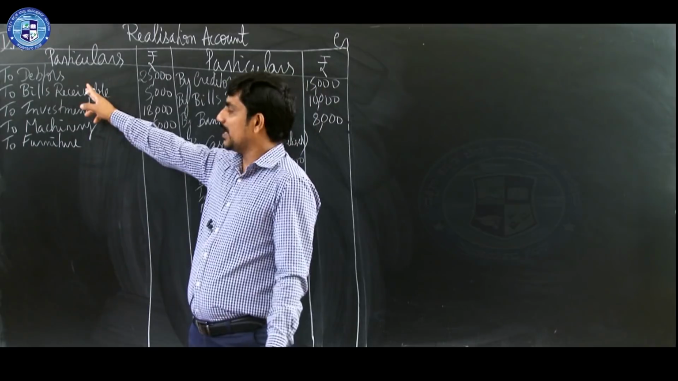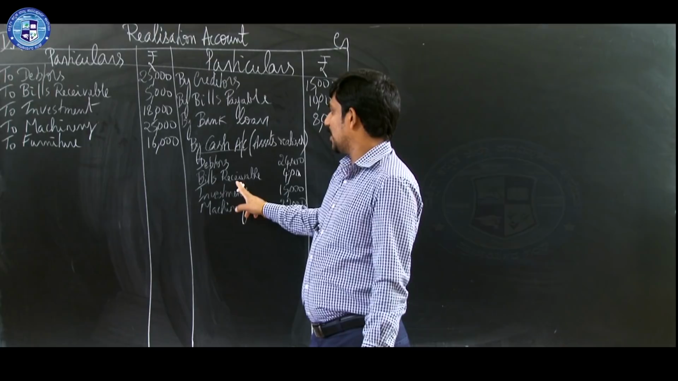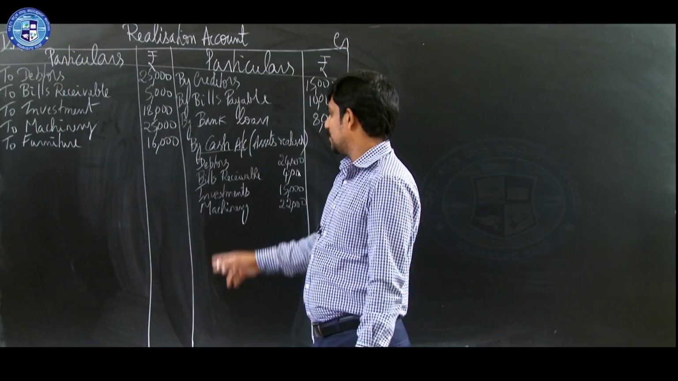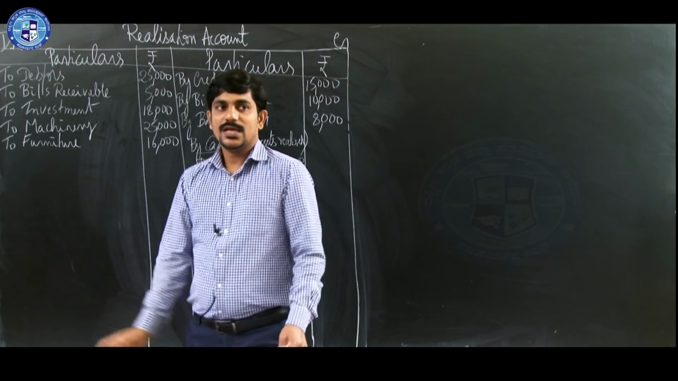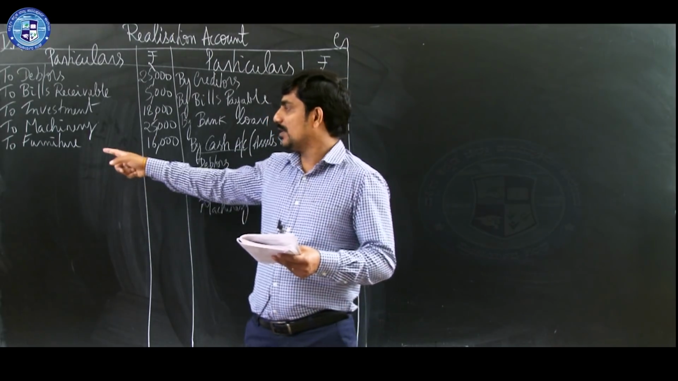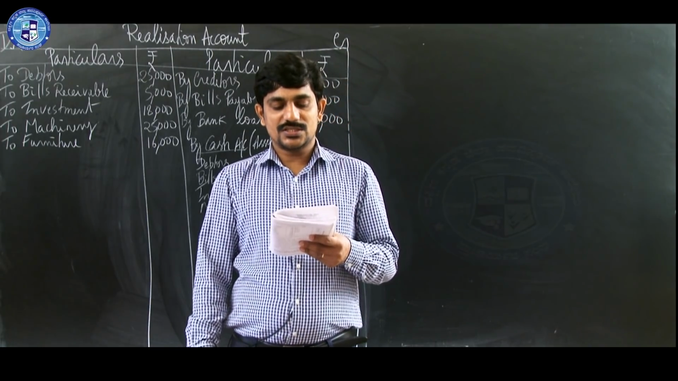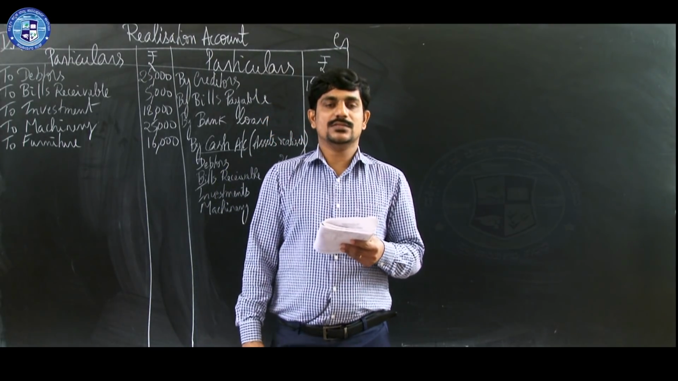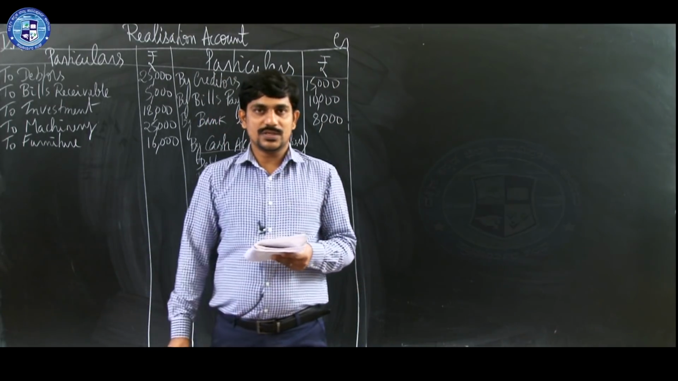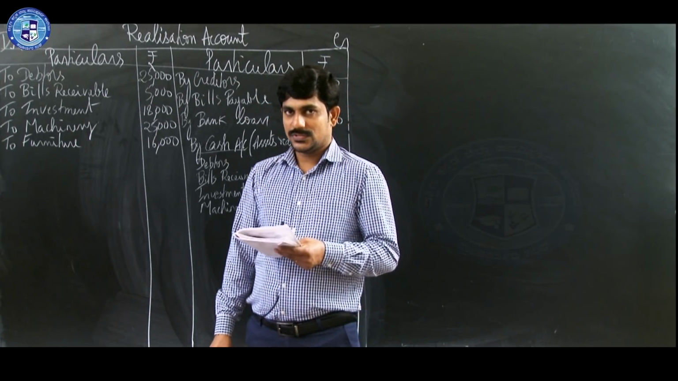Now you can see here how many assets you have transferred, 5. Out of that how many are sold or realized? 4. So which one is left out? Furniture is left out. Let us go to the other adjustments and find out whether any information is given about furniture. Adjustment by B, Chandu took the furniture for rupees 10,000. Chandu took the furniture for rupees 10,000 means furniture is taken over. There is an adjustment for furniture. So that is taken over.